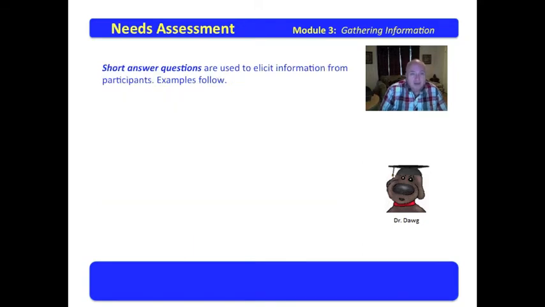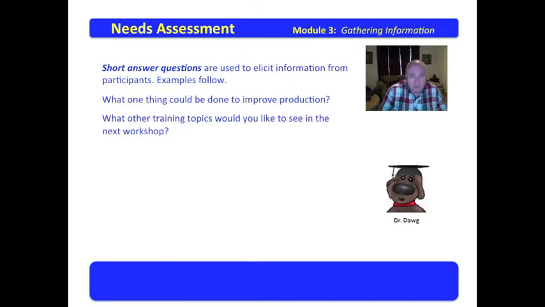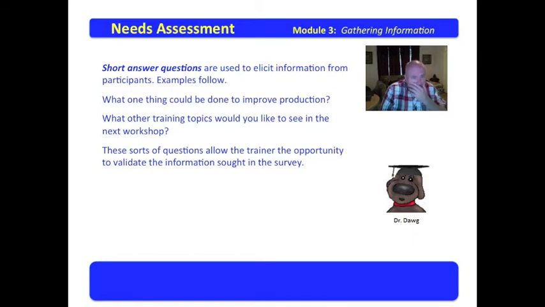Short answer questions are used to elicit information for participants, and some examples follow. What one thing could be done to improve production? What other training topics would you like to see in the next workshop? These sorts of questions allow the trainer the opportunity to validate the information sought in the survey. For instance, if you ask what one thing could be done to improve production, and you look at those responses, you can compare those to the responses on the survey, and you might be able to determine whether or not the survey measured what it should have measured.